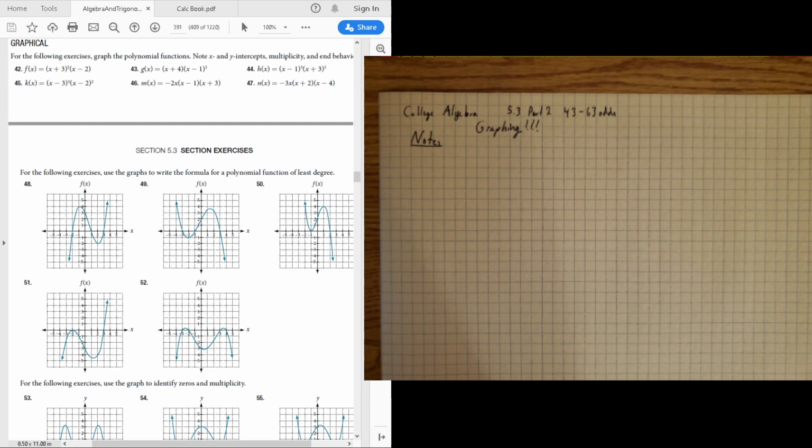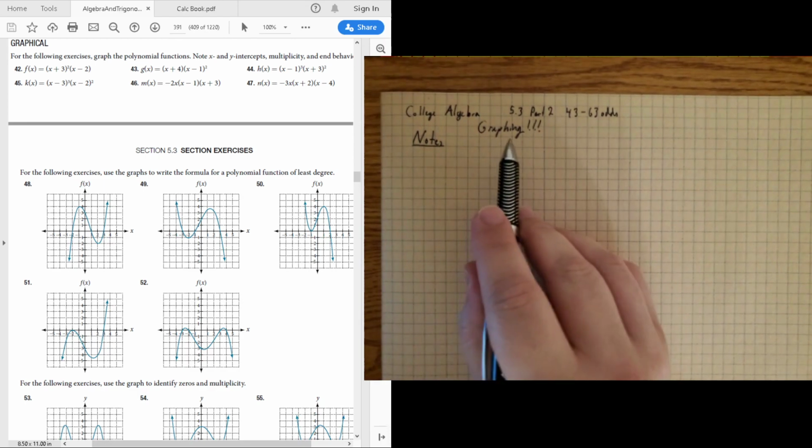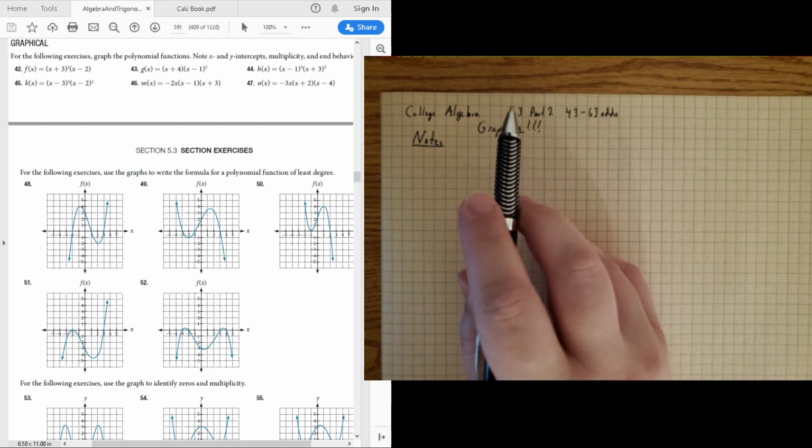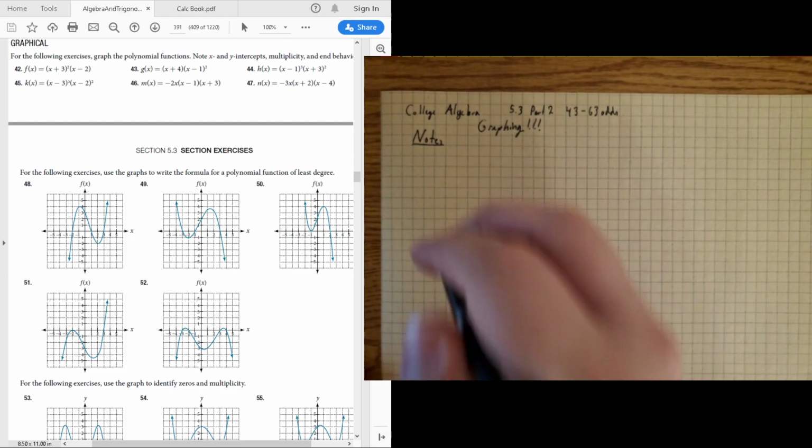All right. So today we're going to talk about the last piece of section 5.3. 5.3 dealt with polynomials and specifically how to do things like determine the multiplicity, determine the intercepts, using the end behavior, and of course the IVT. The big thing about today is we're going to be looking at specifically how to graph these things. Now, to graph these, it's important to note the big things.